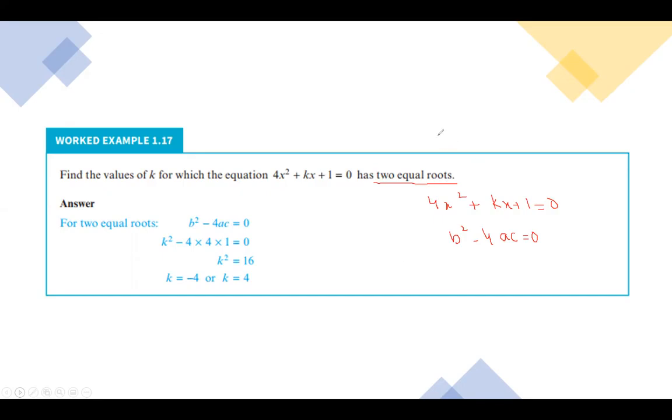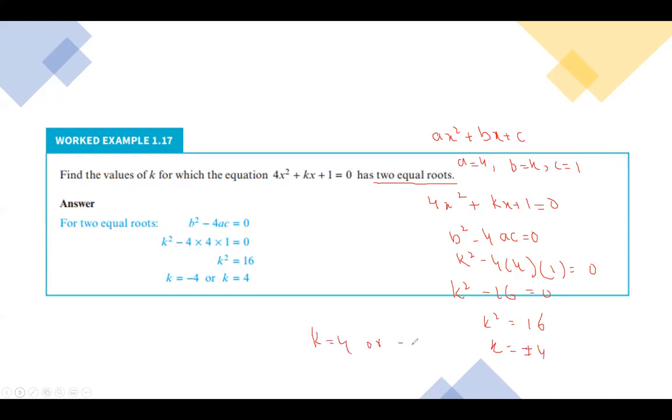We know that the standard equation is ax square plus bx plus c equals 0. So a is 4, b is k, and c is 1. Putting the values, k square minus 4 into 4 into 1 equals 0. So k square minus 16 equals 0, k square equals 16, so k equals plus minus 4. So k equals 4 or k equals minus 4. This is the value of k.